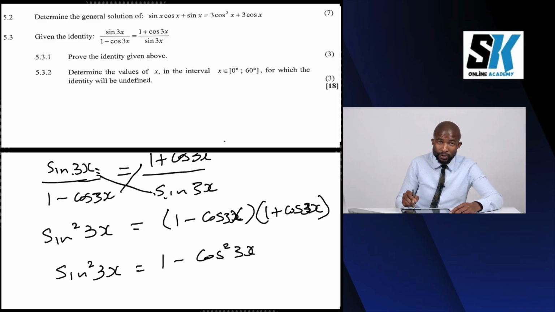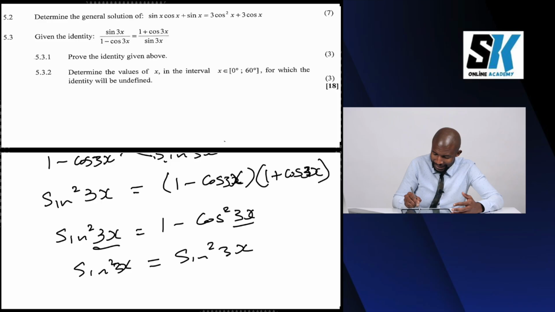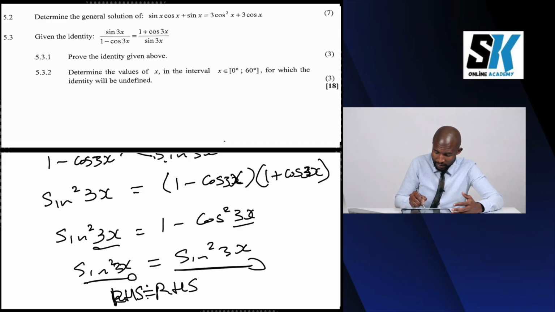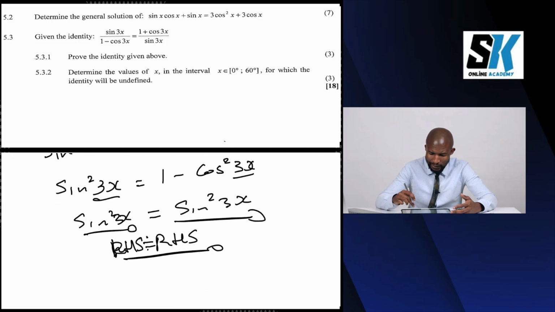Now this is an identity on its own. We know that 1 minus cos squared theta has to be equal to sine squared theta. But our theta now is 3x. It's 3x both sides. So sine squared 3x is equal to sine squared 3x. Then our left hand side is equal to our right hand side. So you've already proven the identity. So that is why it is 3 marks, because that one is easy.